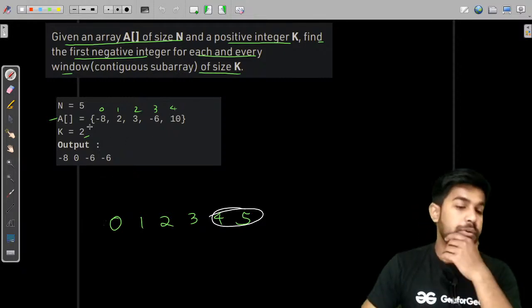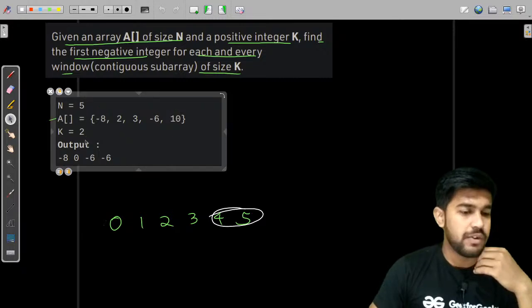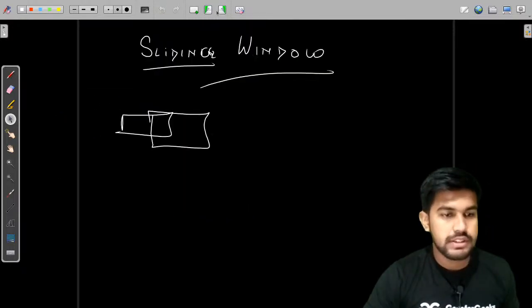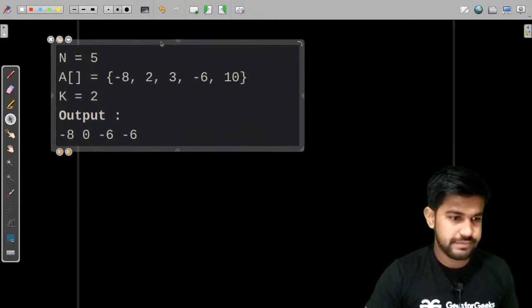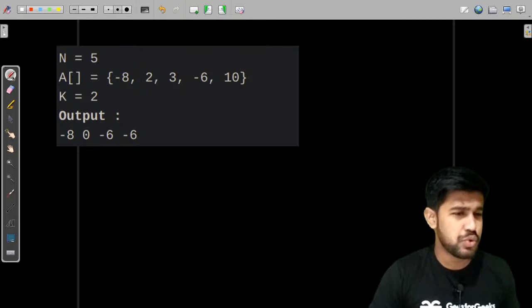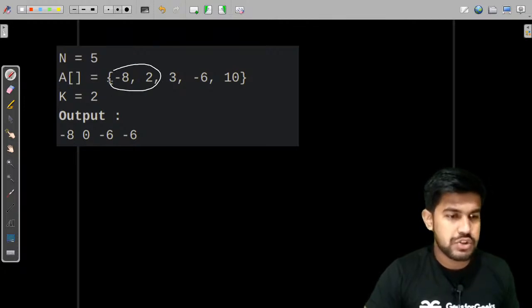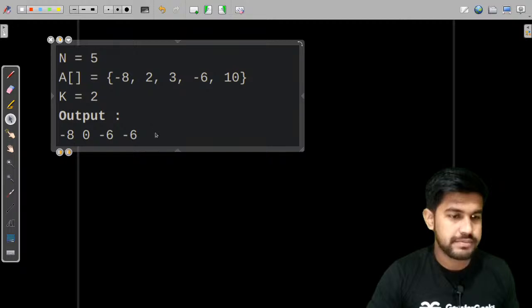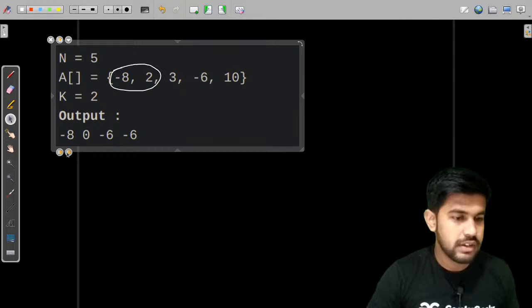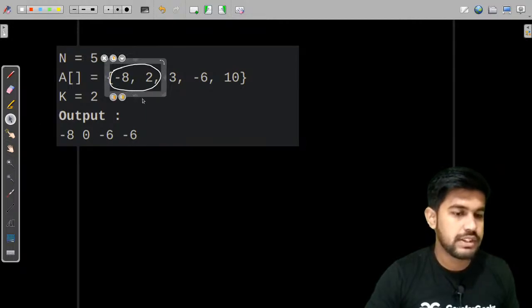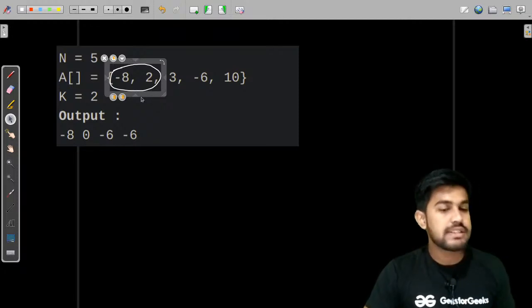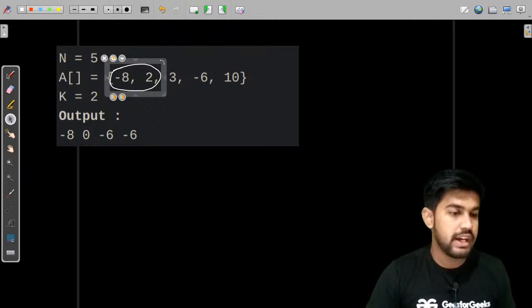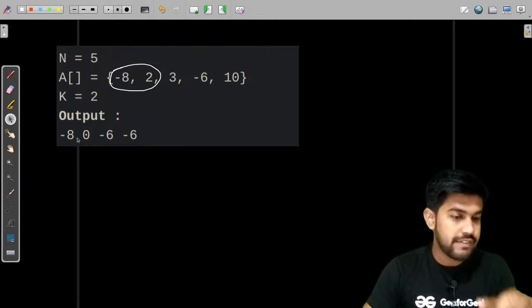So suppose let us take this array only and we would compute it. Okay, so this seems good. What is the size? The size is 2 only. Okay, so let's draw like this. So first we would have minus 8 and 2. Which is the first negative? The first negative here is minus 8.